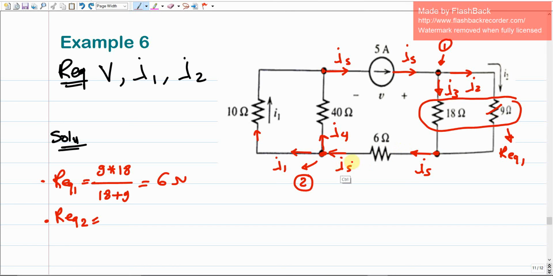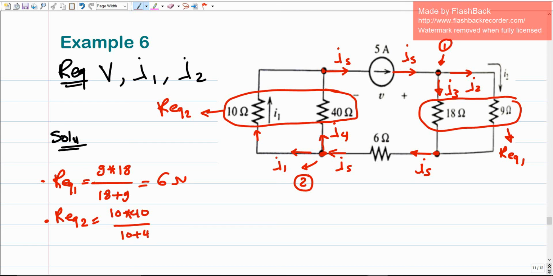But before that, because the IS itself will be split into I1 and I2 over the 10 and the 40, it is better to combine these two first. The 10 with the 40 are parallel, because the current has been divided over them. So this gives us R equivalent 2, which is 10 times 40 divided by 10 plus 40, which is 400 divided by 50, giving 8 ohms.